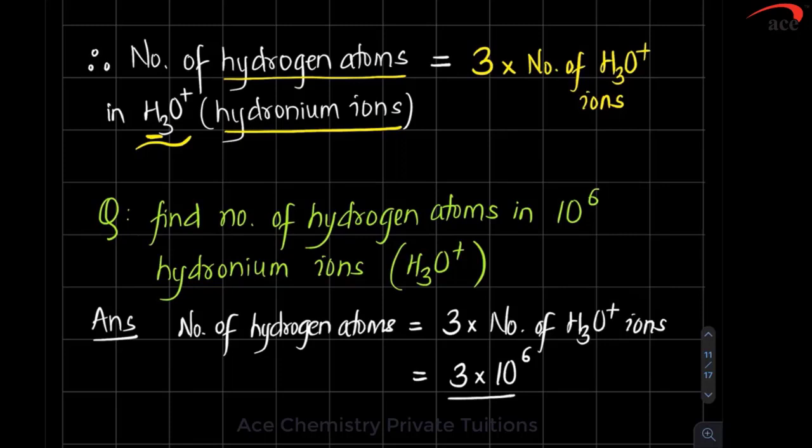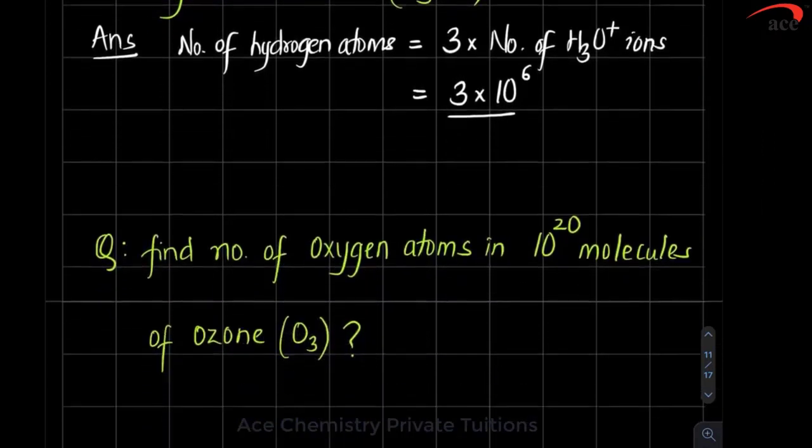Can you tell me quickly and orally the number of oxygen atoms in 10^6 hydronium ions? Yes. 1 into 10^6, because the atomicity of oxygen in the hydronium ion is 1.